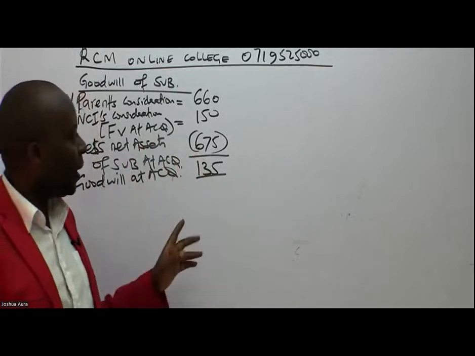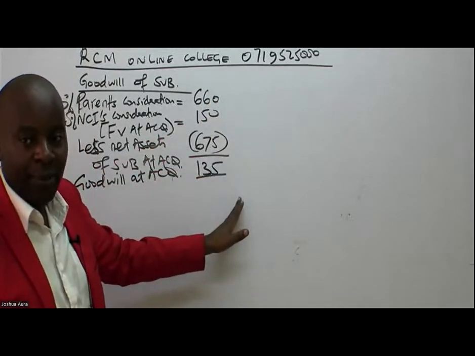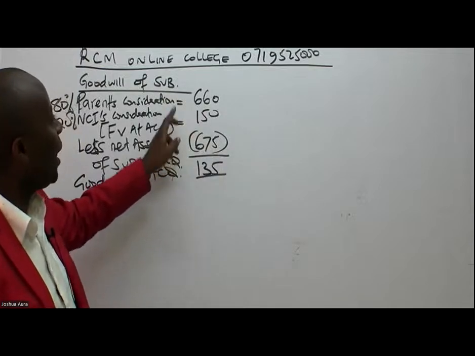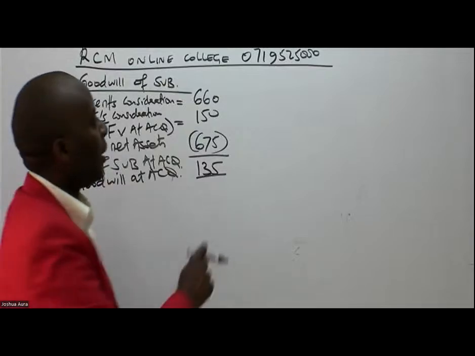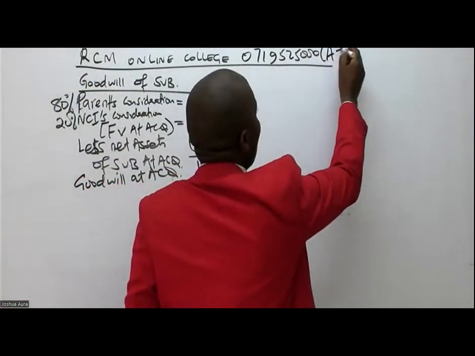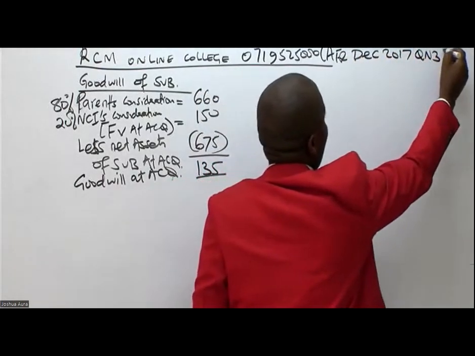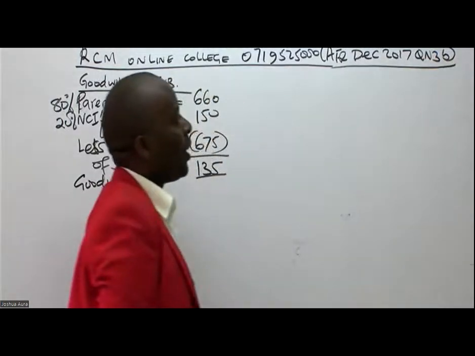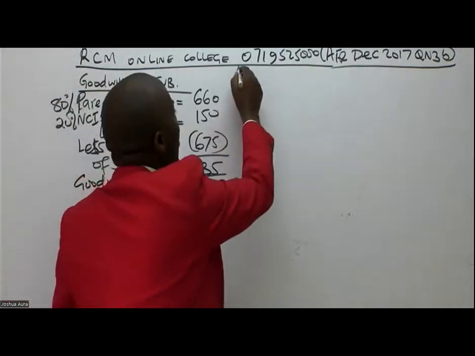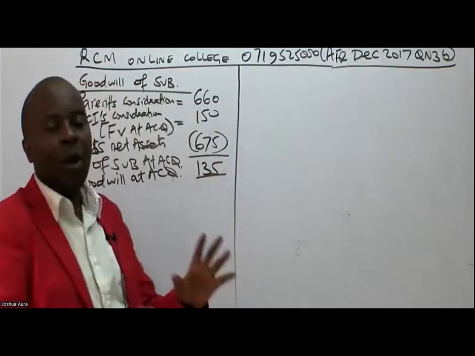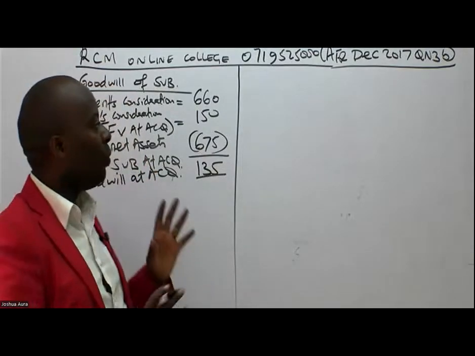Great. Now, ladies and gentlemen, this is the normal way that we use to calculate goodwill. But remember, this is a question of cash flow statement. Don't forget that we are doing advanced financial reporting, December 2017, question number 3B. So I want to show you how we compute goodwill whenever we have a cash flow question. So method number two.